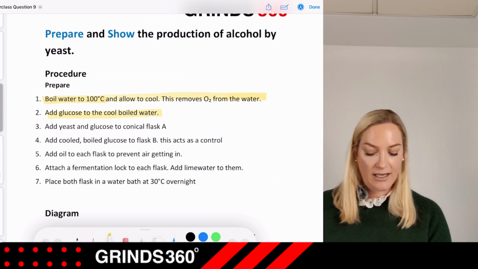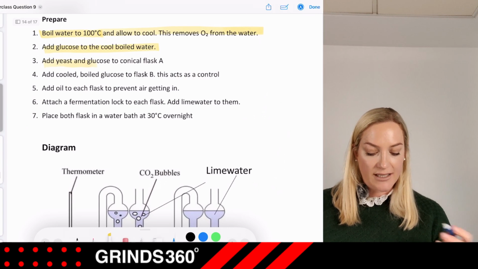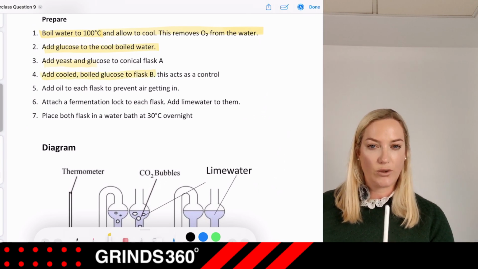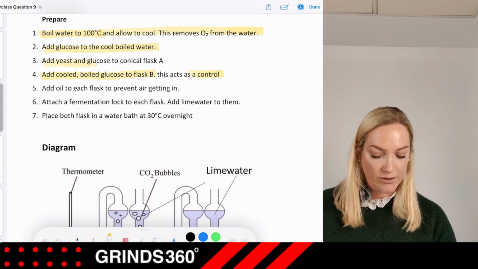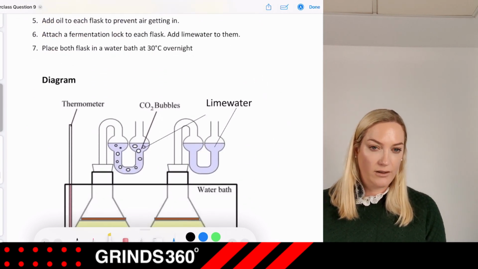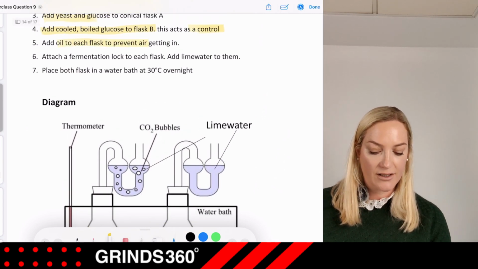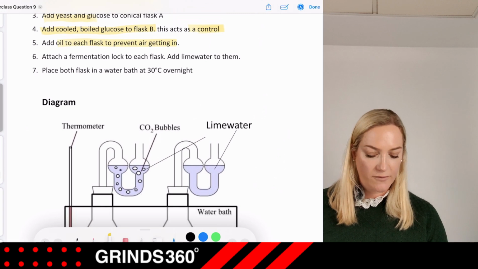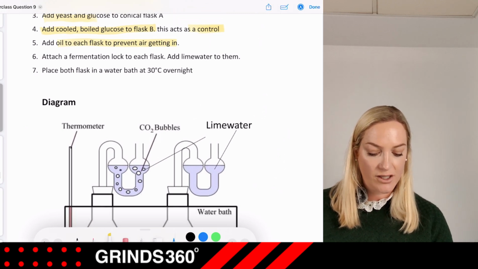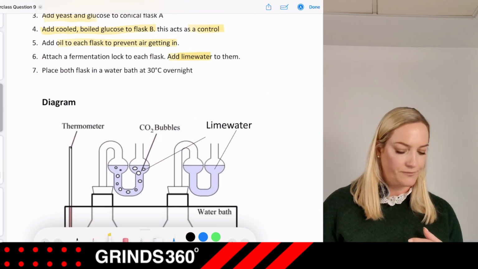You would then add some yeast to that glucose, and that could be conical flask A. To conical flask B, you're going to add cooled boiled glucose, but no yeast. And this is your control. You may put, and I would put, a layer of oil on top of each, to prevent any oxygen getting in. Then you have your fermentation lock, and into your fermentation lock you add lime water. What lime water will do is test for the presence of CO2.